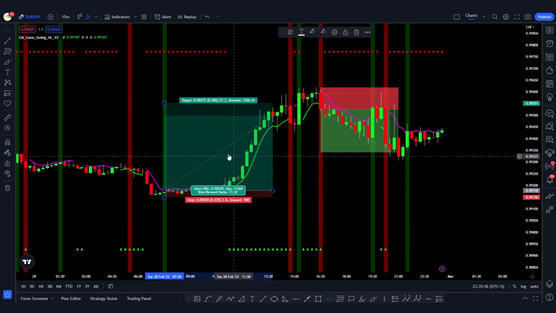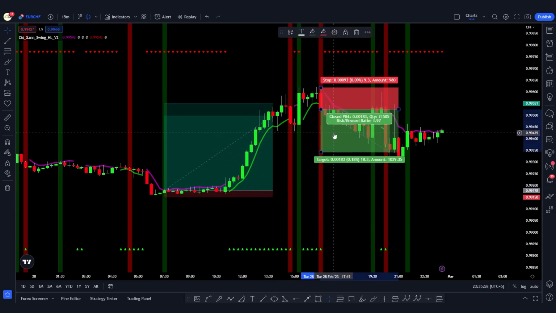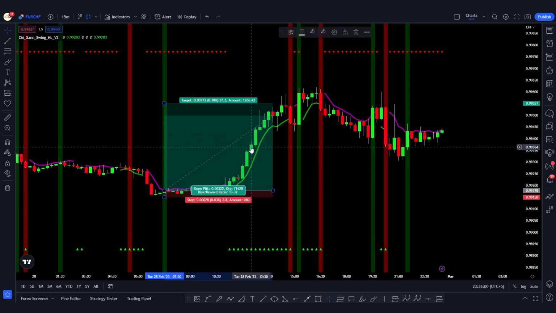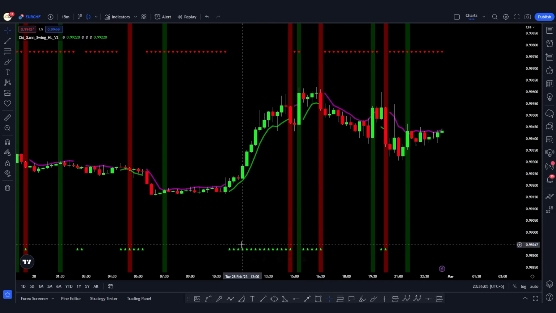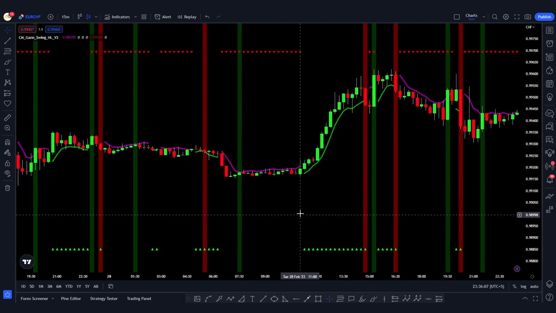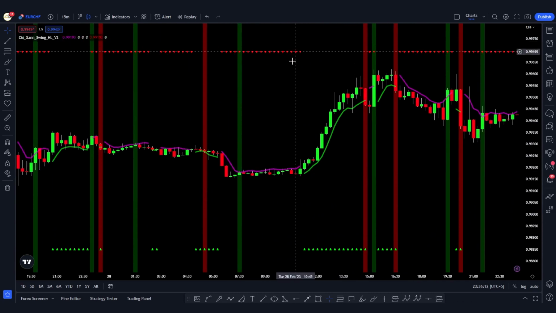Now on its own, I would not recommend you to use this indicator because it does give a lot of false signals as well, and these red and green triangles can also be used as entry points and entry signals, but these signals are not very accurate.